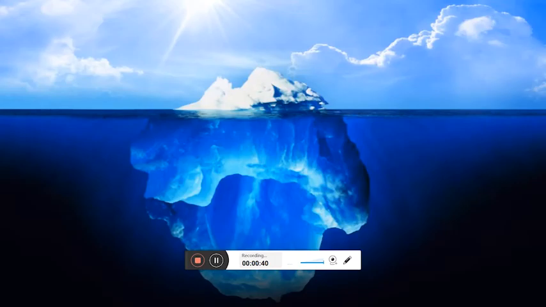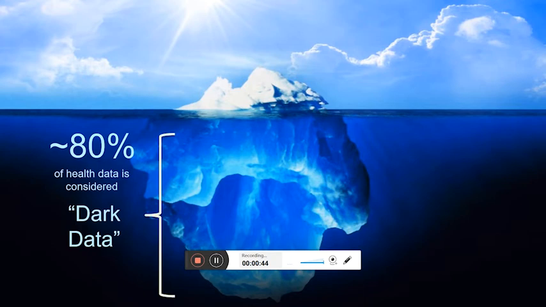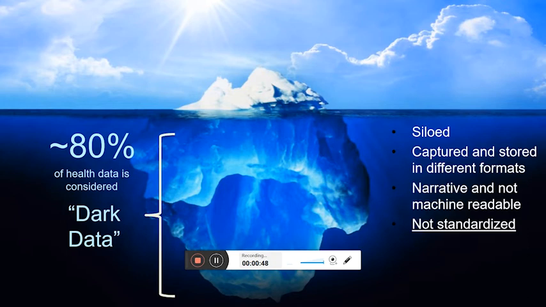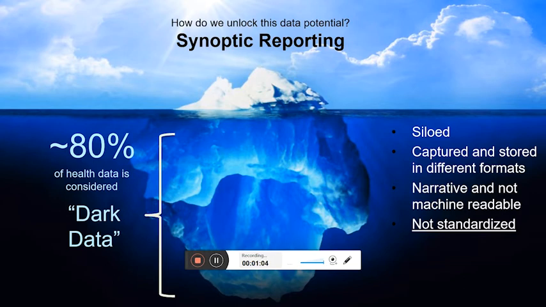So our main problem in Ontario right now is that a lot of our data is considered dark data. We have it, but it's difficult to access. It's siloed, captured in different formats. It's in narrative text, so it's not machine readable, or it's not standardized. And this makes it really difficult to access this data and learn things from it. Ultimately, we want to use synoptic reporting to unlock the value that's hidden in this data.